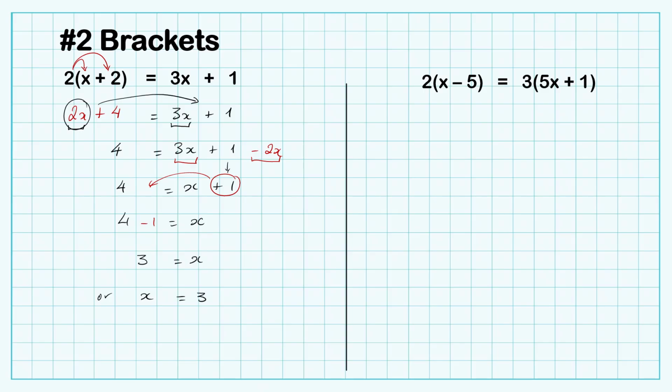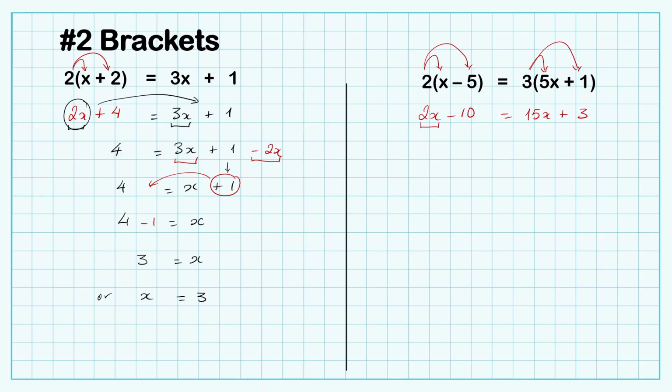Okay, next one, again involving brackets. So as you can see now, you should be able to work this out. Multiplying into the brackets gives us 2x minus 10, and on the other side, that gives us 15x plus 3 times 1 is 3.